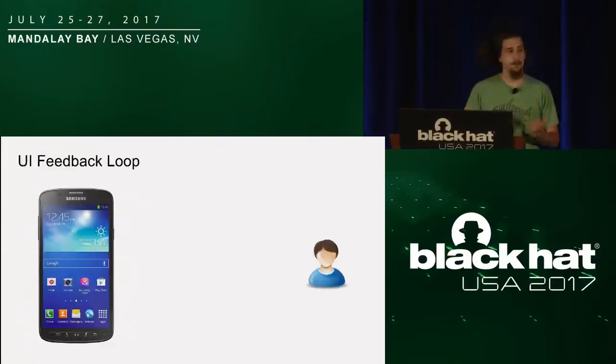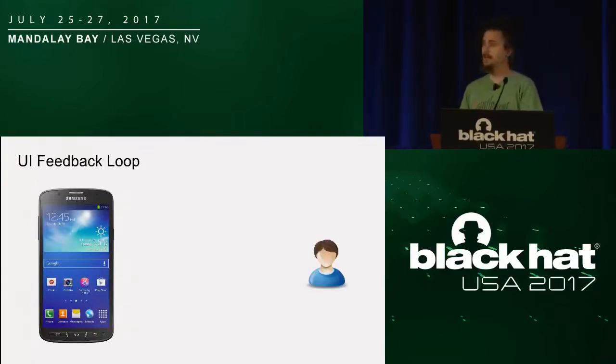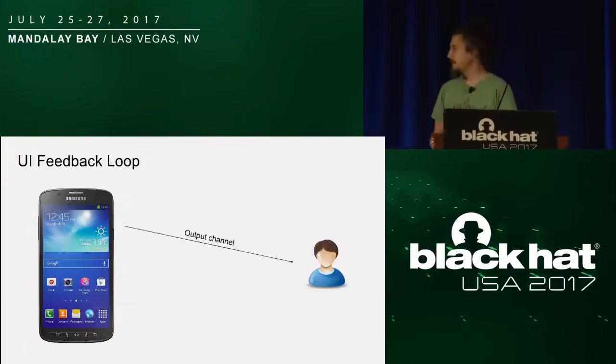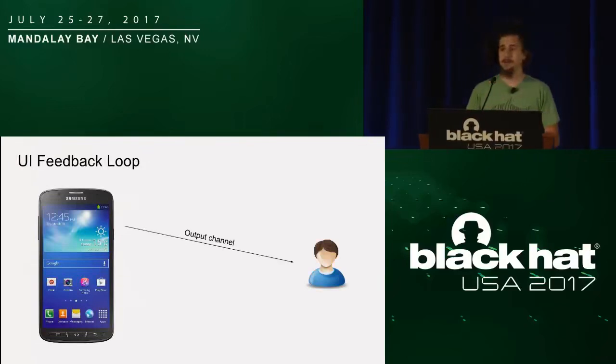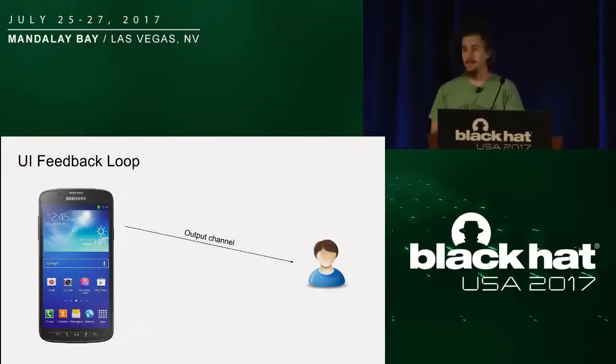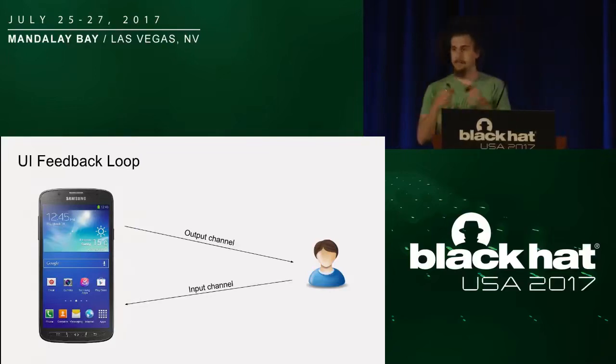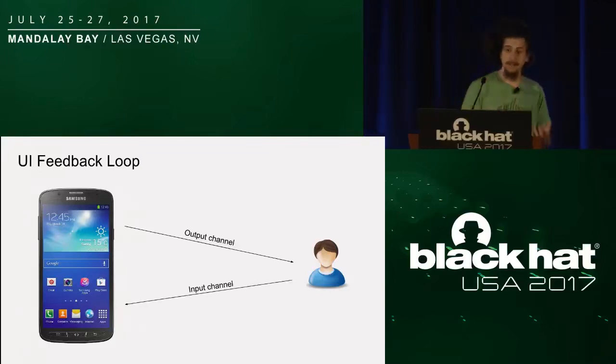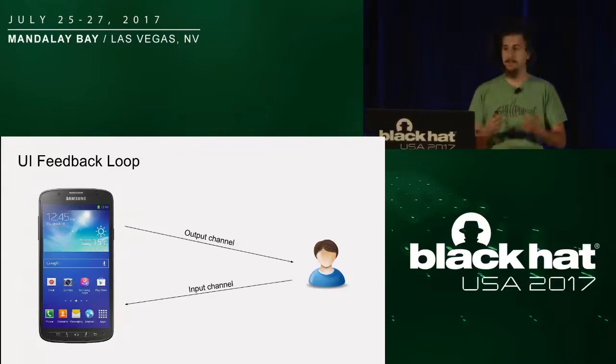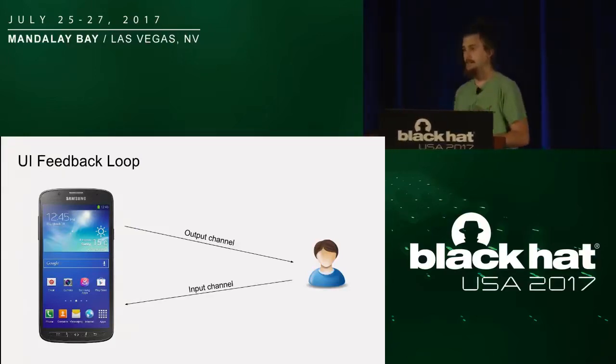What do I mean with UI feedback loop? Well, it's actually pretty simple. You have the UI, it shows something to the user. And in mobile phones, the UI is also the main way that the user can interact with the phone. So there is also an input channel. And so, for example, you can tap something, and the UI needs to update itself to show to the user, yes, I received your input. And so that's where the loop comes in.